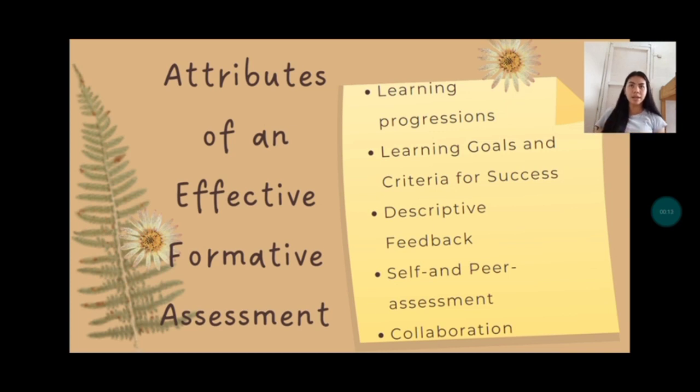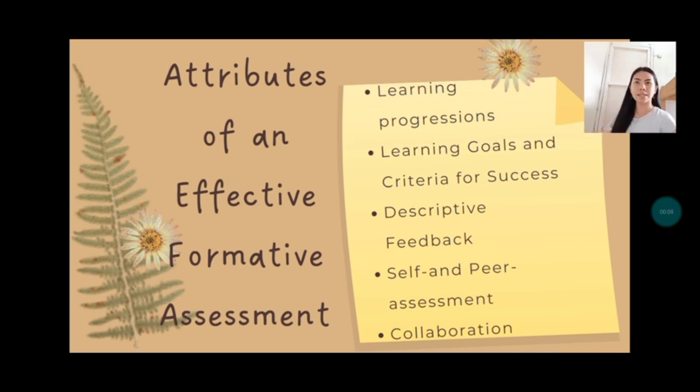Learning goals and criteria for success should be clearly identified and communicated to students. Descriptive feedback: students should be provided with evidence-based feedback that is linked to the intended instructional outcomes to enhance learning.